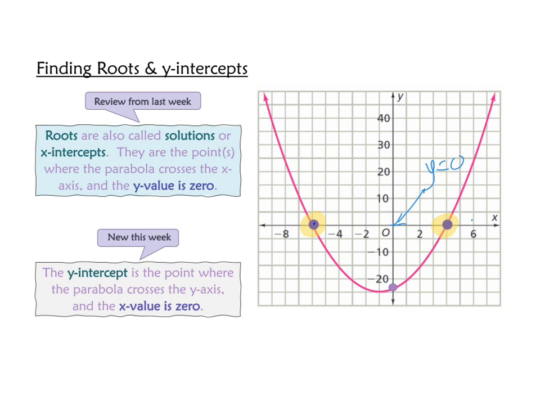Now, we want to talk about the y-intercept this week. That's where the parabola crosses the y-axis, right here. Here's the y-axis. And of course, again, if you think about it, what does x equal at the y-axis? X equals 0.